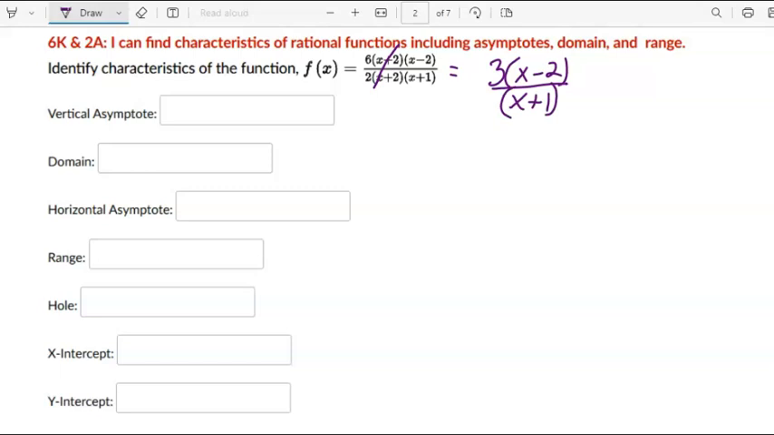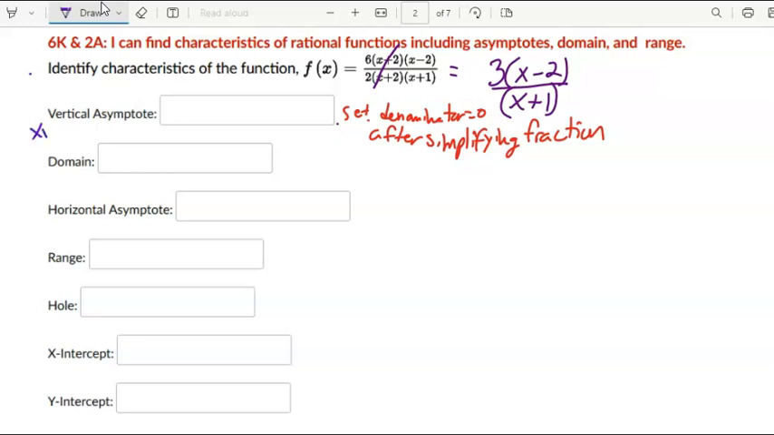So after we've simplified our expression, we can find our vertical asymptote. We'll set the denominator equal to 0 to find your VA. So we have x plus 1 equals 0, so x is going to equal negative 1. The domain is going to be all real numbers except x cannot equal negative 1.